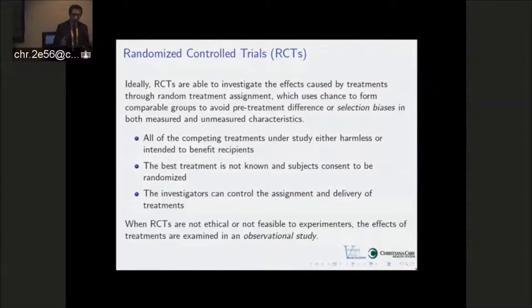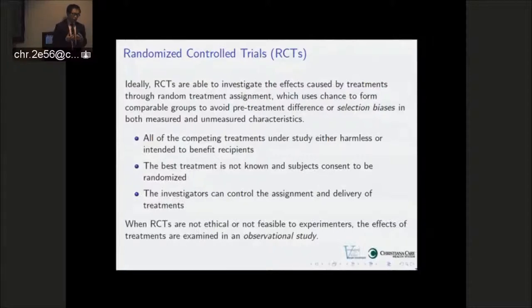But we know we cannot conduct randomized controlled trials everywhere, since sometimes it's not ethical, sometimes it's not feasible. But usually, randomized controlled trials can be conducted for human subjects when some conditions are satisfied. First, all of the competing treatments under study are either harmless or intended to benefit recipients. Second, the best treatment is usually unknown, and the subjects consented to be randomized. The third is that the investigators can control the assignment and the delivery of the treatment to be effective. So it's not easy for an investigator to find a study that satisfies all of these conditions.